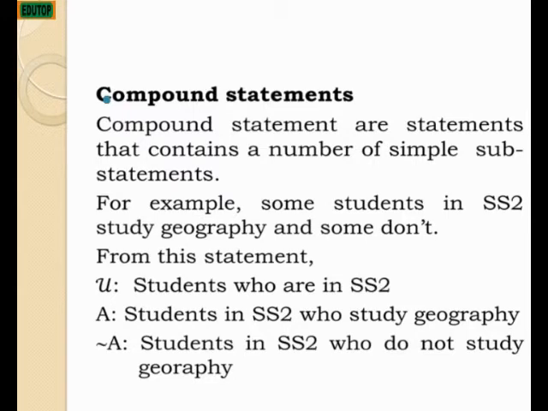From this statement, we have a universal set, which is a set or a collection of students who are in SS2. Then we have a set of students who are in SS2 who study geography. Then we have those that don't study geography. That is our A complement. That is the geography complement.